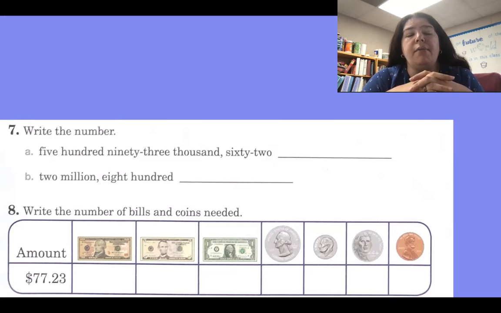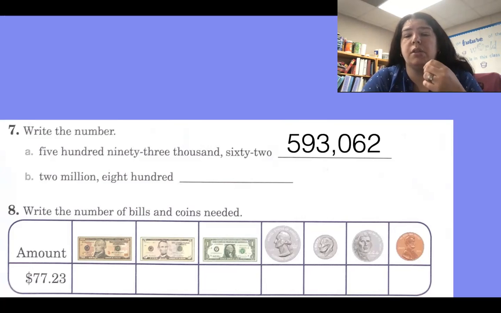So 593,000. Can we write that? 593,000. Okay, so then you have a comma. And 62. Did I say anything about a hundreds place? No. So you need to put a 0 there. So this is what it will look like. 593,062. You need your 0 in the hundreds place.